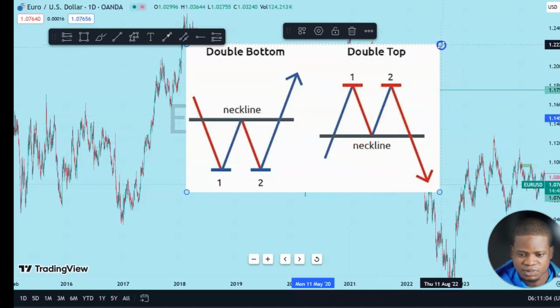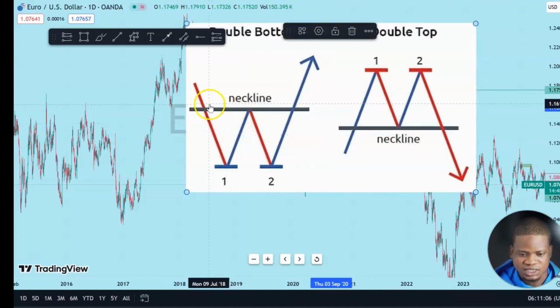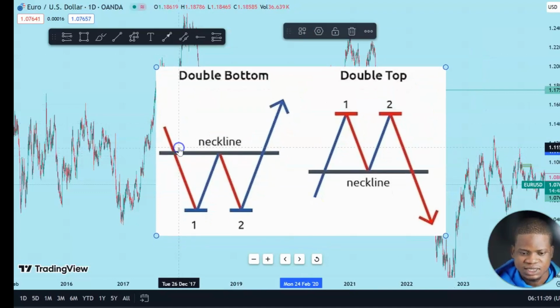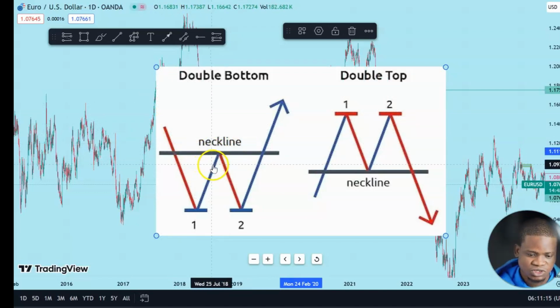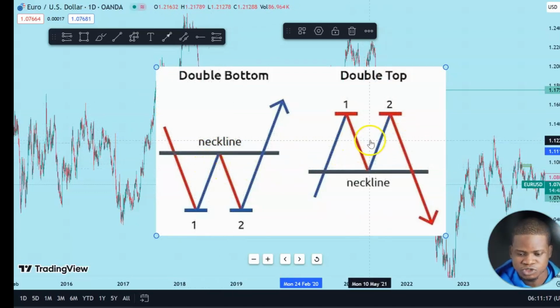And the significance of this pattern is that in this double bottom pattern, the market is in a downtrend. The double bottom pattern shows the market reversal from a downtrend to an uptrend, while the double top shows the reversal of the market, or the change in the direction of the market, from an uptrend to a downtrend.